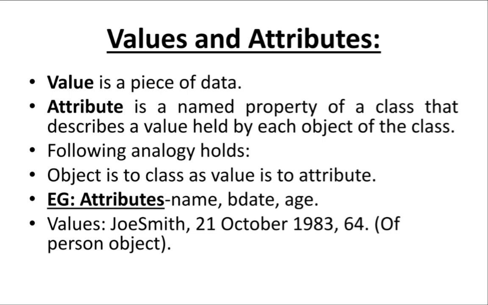So value is nothing but a piece of data. Here 64 is data. Joe Smith is data. 21 October 1983 is data. So every object in a class will have similar attributes. Hope you are understanding, guys.